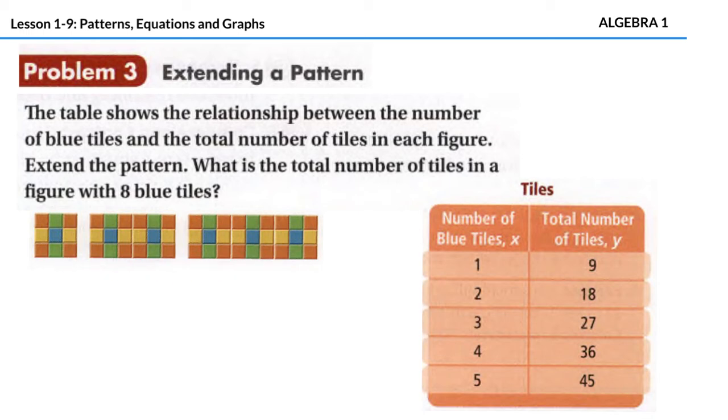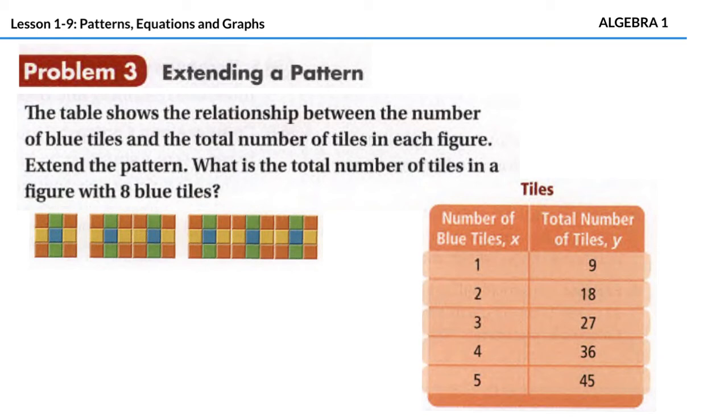Now, this is the figure given and they have jotted down a table for us. The number of blue tiles represents x and the total number of tiles represents y. So if there is one blue tile, the total number of tiles is 9. If there are 2 blue tiles, the total number of tiles is 18. If there are 3 blue tiles, the total number of tiles is 27. Pause. Do you see a pattern over here? What pattern do you see over here?